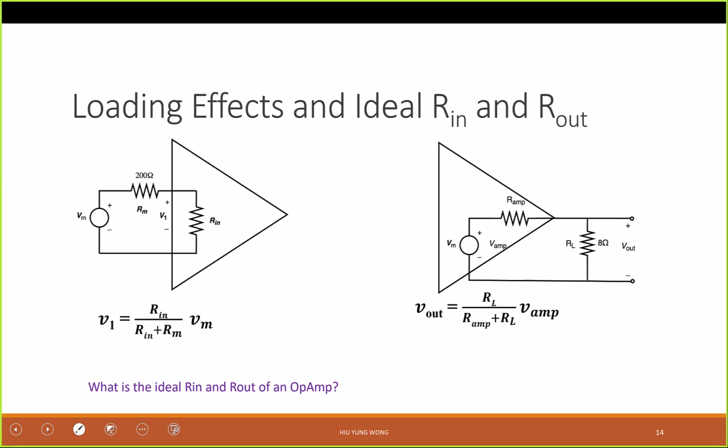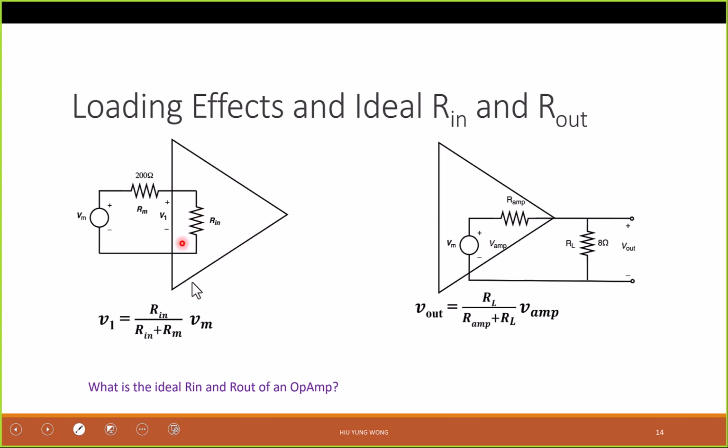Now, if not, then we want to discuss a few important quantity definitions. We want to define what is R_in and what is R_out. What is the input impedance of a circuit? What is the output impedance of a circuit? Before that, let's look at the loading effect to see why they are defined in this way.